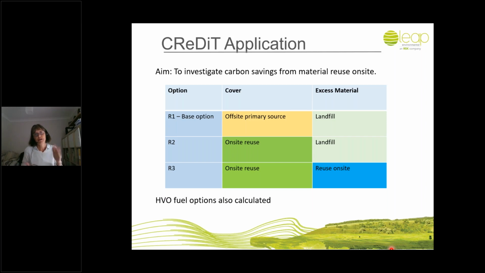So I ran this for the airfield, and the first thing I'm going to show you is about the soil. And again, I'll do this in options. The first option is what I call the base option, which is your worst case scenario: what's the carbon use if everything you excavate goes to landfill and all the cover you require is coming from a primary source. I'm not saying people are going to do that, but that's your worst case scenario. The second one is to reuse material on site in the cover and the excess goes to landfill. And the third option is if we reuse everything on site, what we're going to save in carbon.